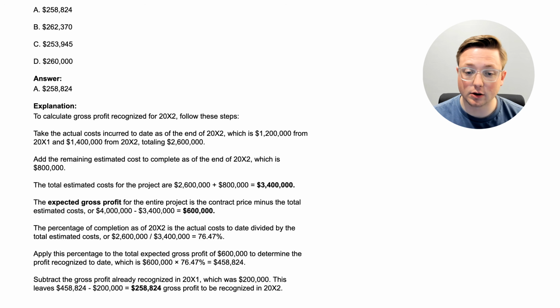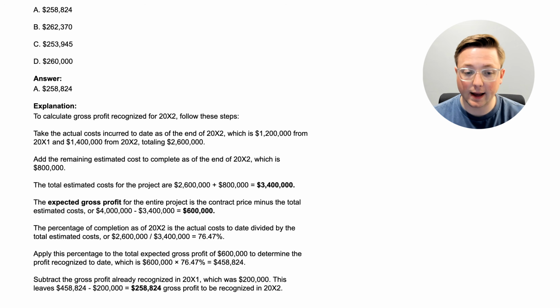So that's $2,600,000. We also add the remaining estimated cost to complete the project as of the end of 20X2. So again, remember, at the end of 20X2, they are estimating that they still have another $800,000 of costs to be able to complete the project the next year. So we add that estimated amount plus the actual amount, and that gives us the total estimated cost of the whole project, and that's $2,600,000 plus $800,000, giving us $3,400,000.